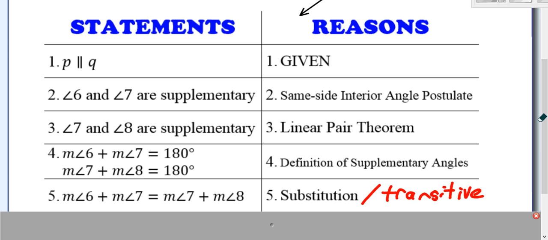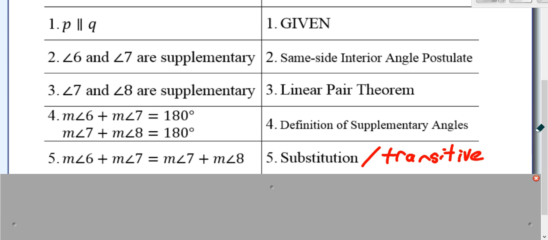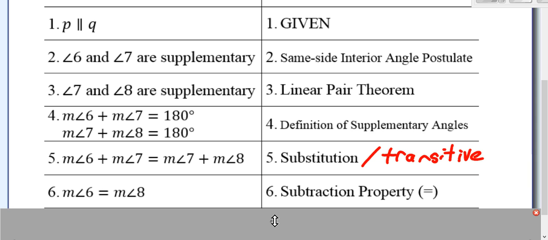So now we've got one algebra equation that we can solve pretty easily. Because remember, we're trying to get 6 and 8 to show that they are congruent. That's our goal for the whole thing. So if we can get 6 and 8 to be the only things in that equation, we're in a good spot. And that's pretty easy because all we got to do then is get rid of angle 7 on both sides. And you're allowed to do that by subtraction. Subtract angle 7 from both sides. The subtraction property of equality.